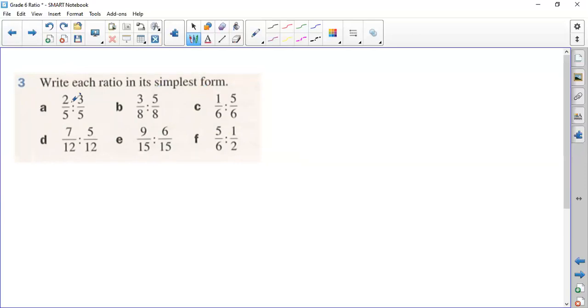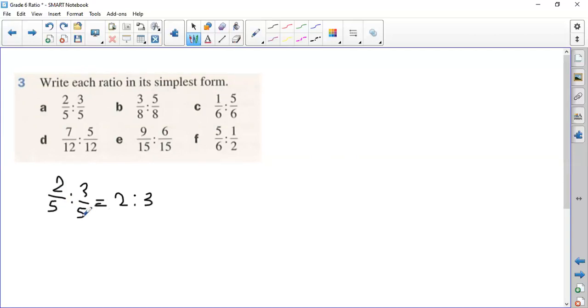So the first one, I have 2 over 5 to 3 over 5. As we said, if the denominators are the same, this ratio can be written as 2 to 3. Okay, so 2 over 5 to 3 over 5, okay, is the same as 2 to 3. Okay, so these simplify each other.